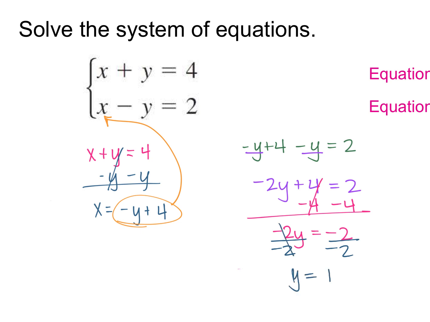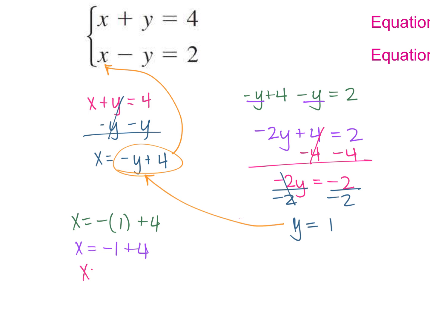So the 1 you're going to plug in for y in that x is equal to negative y plus 4. And that's going to give you x is equal to the opposite of 1 plus 4. So that's negative 1 plus 4, which gives us 3. So your x is 3, your y is 1. That's the ordered pair 3, 1.